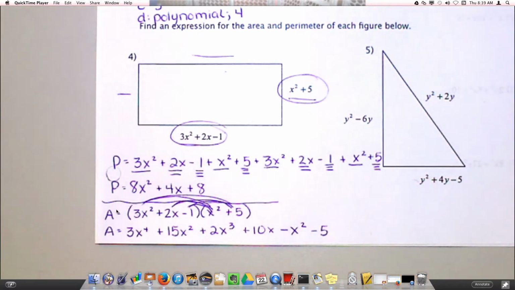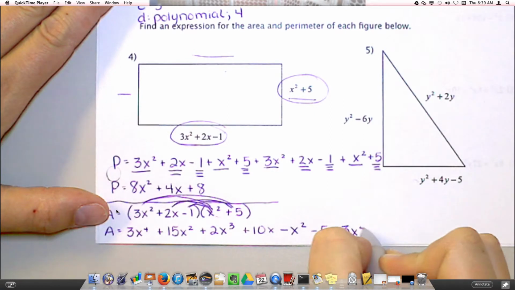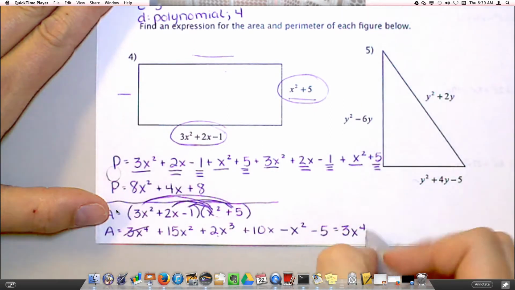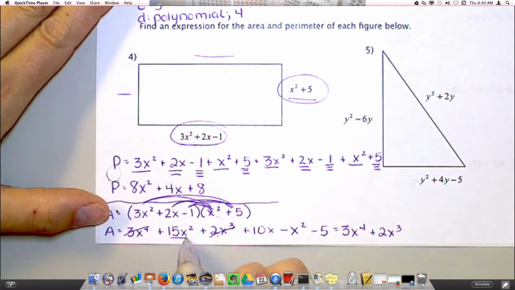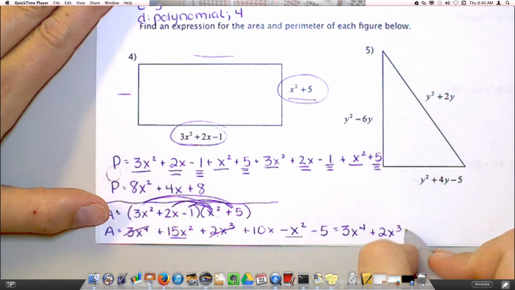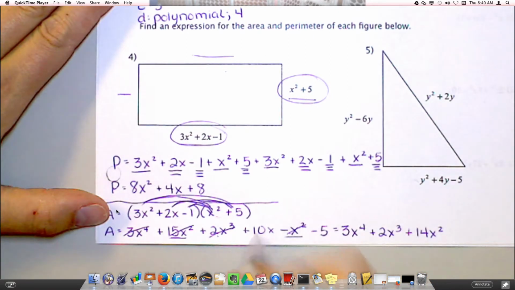And remember, a good way to check and see that you got all the pieces that you needed is to say to yourself, okay, here I have 3 pieces, here I have 2. When I do 3 pieces times 2 pieces, I should end up with 6 pieces. Okay, and then I'm going to combine my like terms. So that would be 3x to the 4th, a 2x to the 3rd. I have 15x squared and negative x squared, so that's going to make 14x squared. I have a 10x and I have a minus 5.